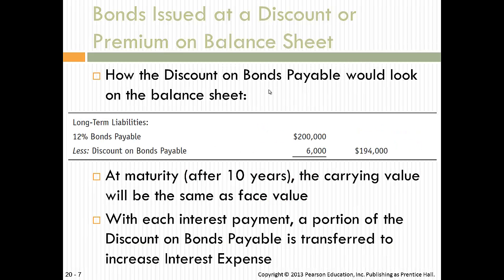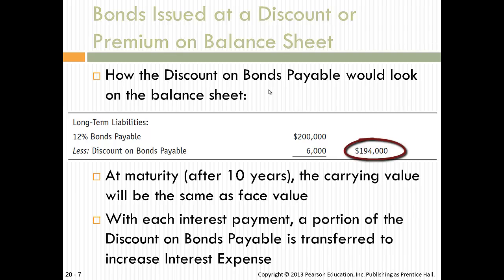Let's look at how this information is presented on the balance sheet. Bonds payable is listed in the long-term liability section. The contra account, discount on bonds payable, is listed right underneath. We draw a line under the discount to indicate a subtotal, and to the right of the line we have the carrying value, which is $194,000.